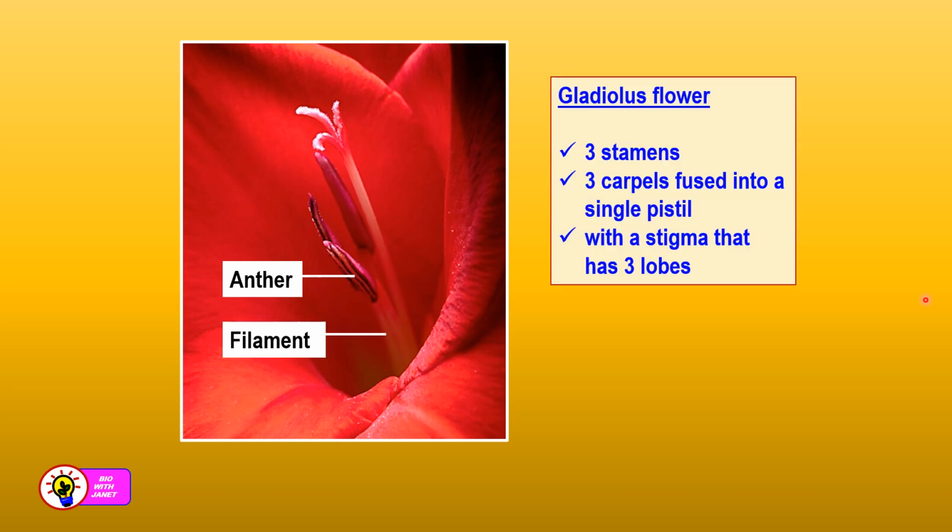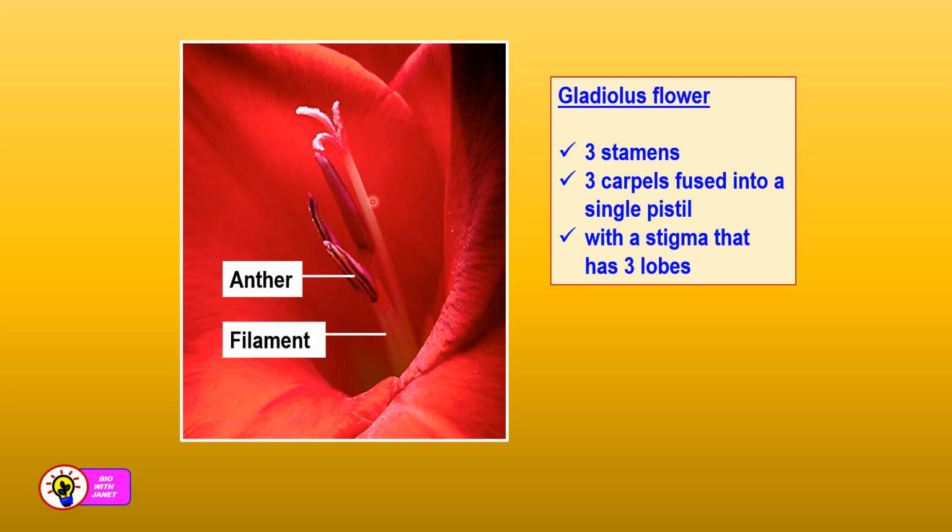Now here's more advanced knowledge. This flower is called gladiolus. What is so unique about it? Can you see this structure that has 3 lobes? Try to identify the stamens and the carpels. Where are the stamens? Each stamen is made up of 1 anther and 1 filament, right? So here, how many stamens are there? 1, 2, 3. 3 stamens, okay?